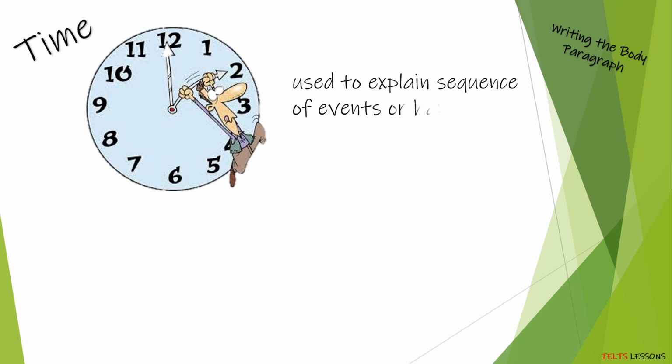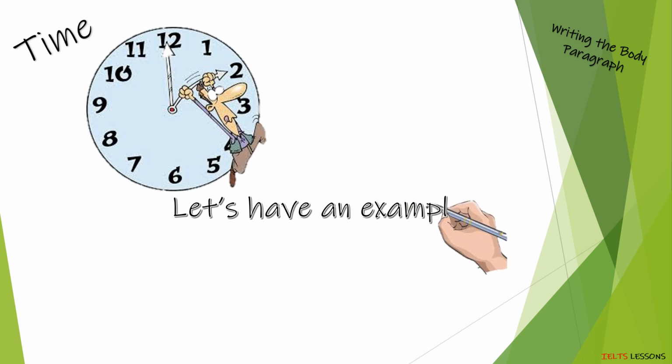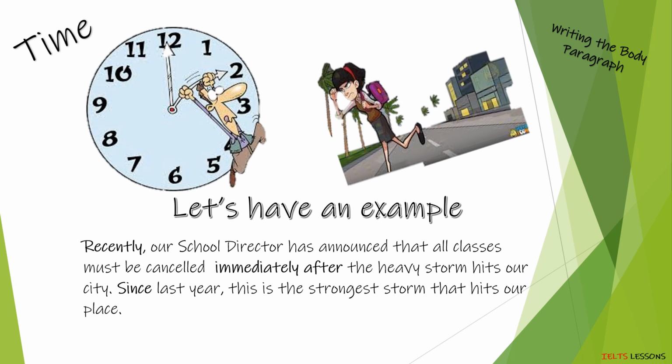So first are the transition words and phrases which we can use to transition time, or time transition words and phrases. The transition words here are used to explain the sequence of events or happenings of events. Our example body paragraph here says, recently our school director has announced that all classes must be cancelled immediately after the heavy storm hits our city. Since last year, this is the strongest storm that hits our place. Alright, so we have used here transition words and phrases about time.